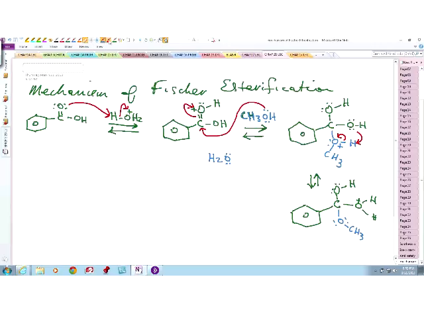Okay, so what is going to happen is, you now have this water here, come here, grab this here, and the electron that will be left will be used to form a double bond here. And at the same time, this is leaving. So what do we have? We now have our ester.